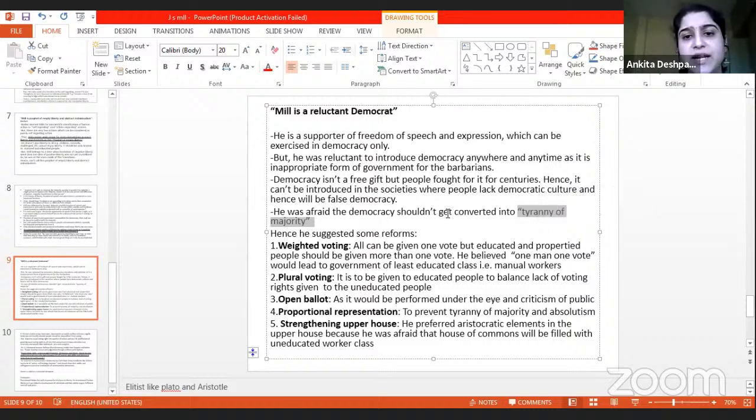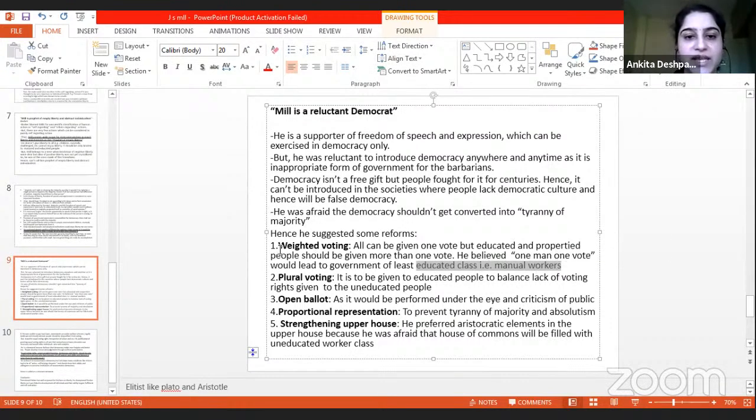So J.S. Mill was afraid that democracy would get converted into rule of the majority. Thus, he suggested certain reforms, and that's the reason why he's called a reluctant Democrat. First was weighted voting. All can be given only one vote, but educated and propertied people should be given more than one vote. He believed one man, one vote would only lead to a government of the least educated class, the manual workers. I already told you he's an elitist. His biggest fear was the uneducated class and manual workers becoming a part of government.